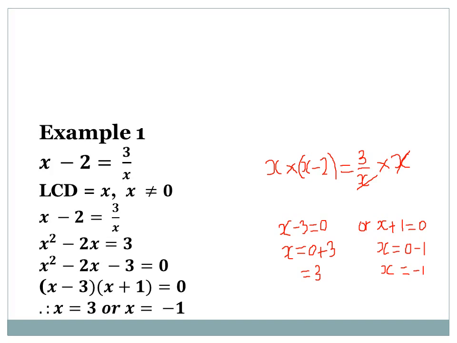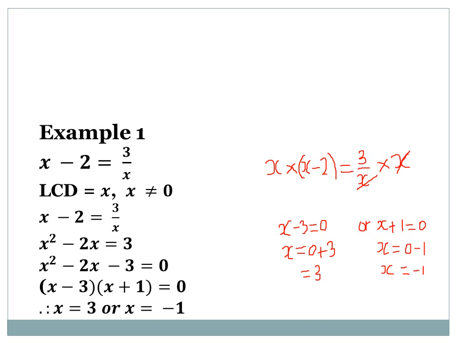So now we can see that the equation is not in standard form. So we have to write it in standard form. The standard form for a quadratic equation, remember, we said is ax to the power 2 plus bx plus c is equal to 0. So to write this in standard form, 3 must move to the left, and once it's moved, it becomes negative 3. So we are going to have x to the power 2 minus 2x minus 3 is equal to 0.